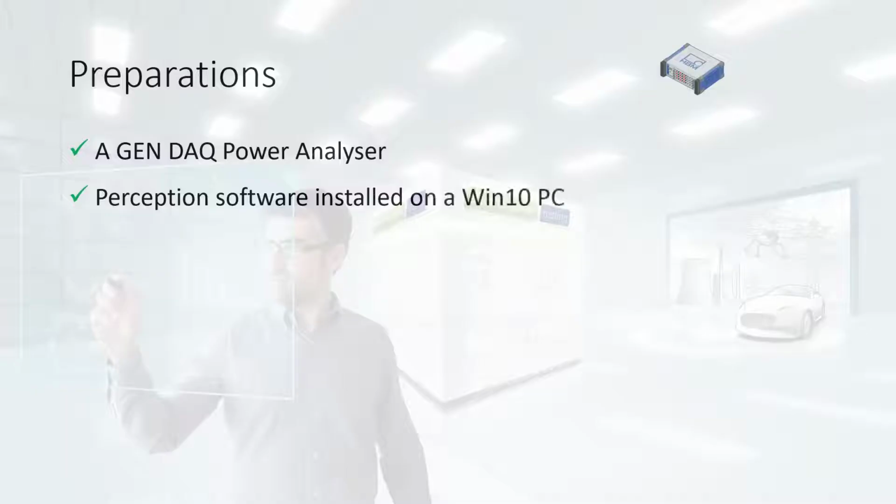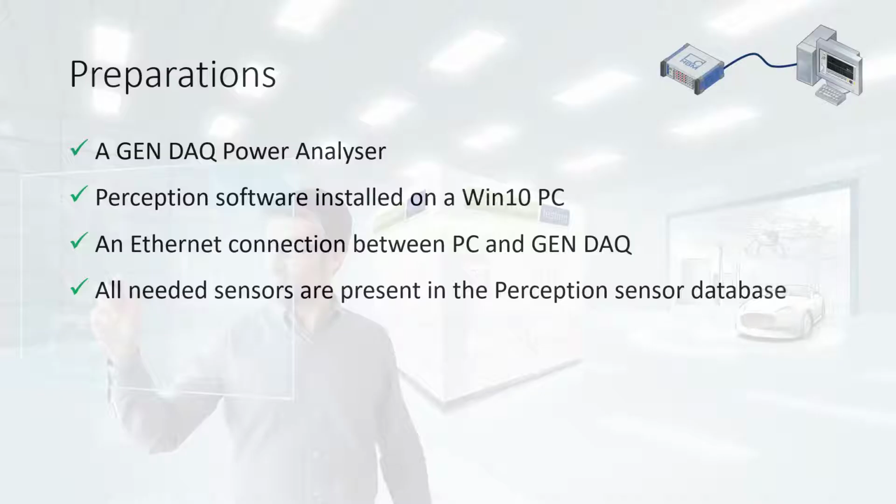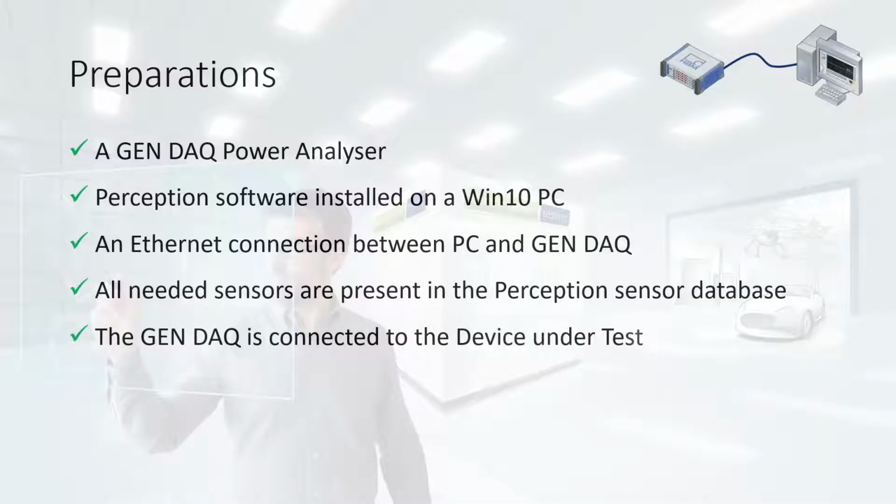So, what needs to be done before you can use your power analyzer? Well, obviously, you need a Gendak power analyzer. You need to have perception software that comes with the power analyzer installed on your PC. And you need an Ethernet connection between the PC and the power analyzer, which needs an IP address to be set up accordingly. All the sensors to be used need to be in the sensor database of perception. For all HBM sensors, this is already done. And of course, the voltages, currents, torque, and speed signals need to be connected to the power analyzer.